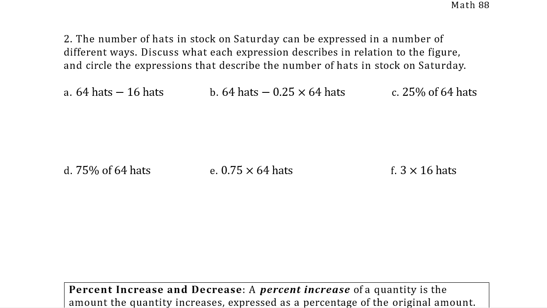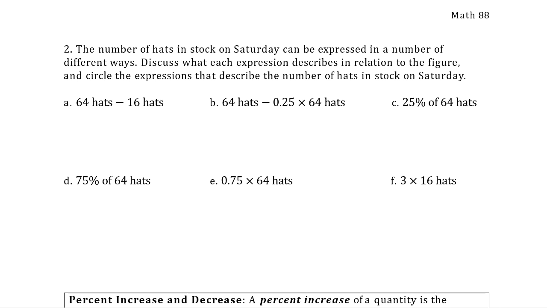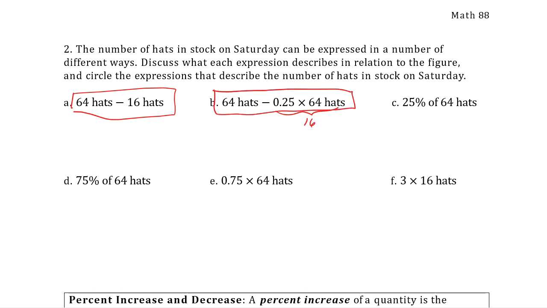All right, let's go through these. A, 64 hats minus 16. Yeah, that'll work. 64 is the total. Take away 16 will give you the 48. How about B, 64 hats, take away 25% of 64. Well, as we discussed, 25% of 64 is 16, so yeah, that'll work. That'll give you the 48 hats you have left.